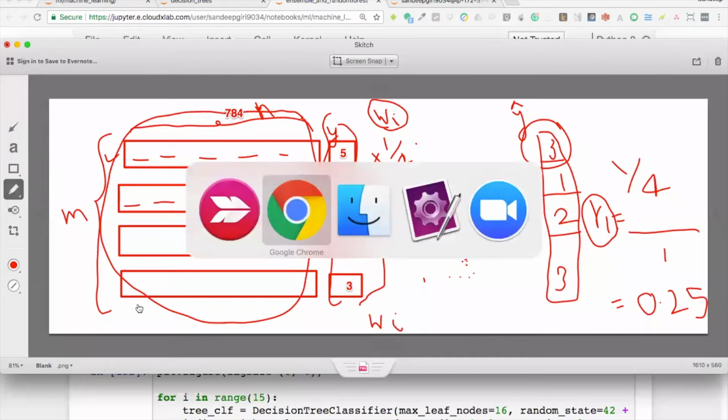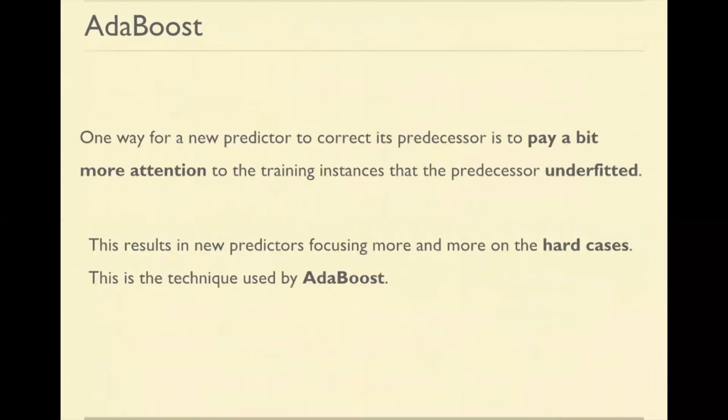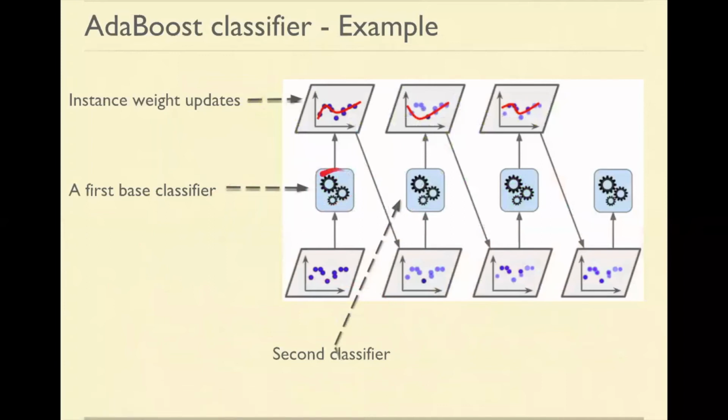Okay, let me go back to the diagram. So this is what is going to happen. The first algorithm will be learning from this raw data by multiplying 1 by m, the initial weights. Then we do the first classification and update the instance weights. Afterwards we use this data for the second algorithm. So these are the algorithms used for first fit and then predict. Between the two algorithms, it is going to do the weight updates.